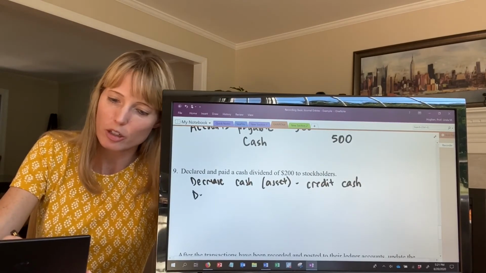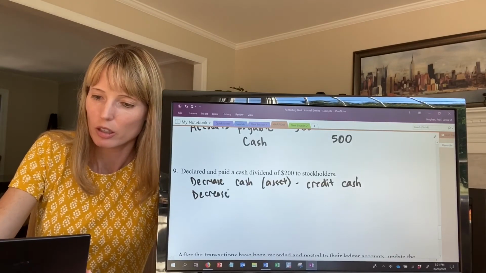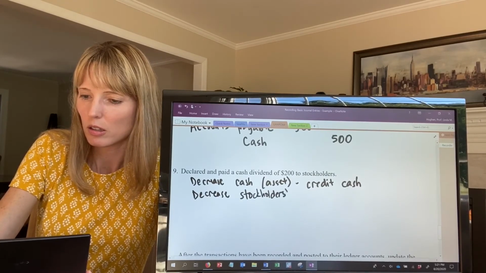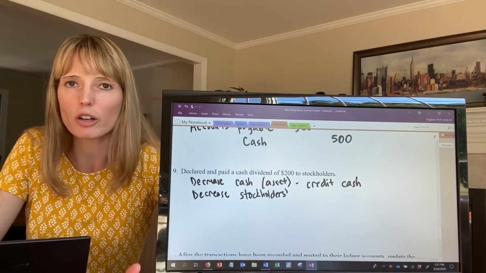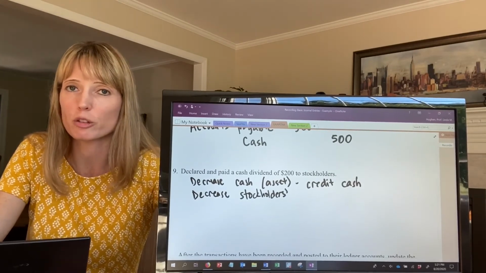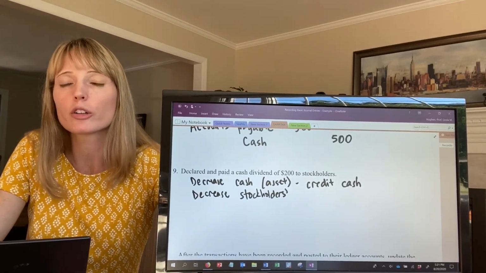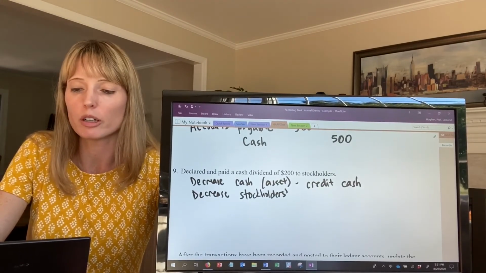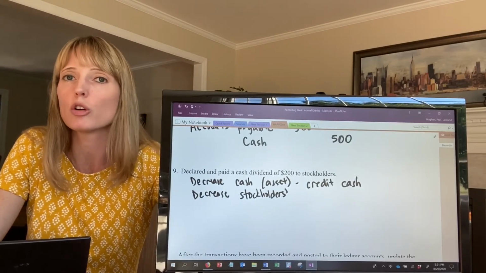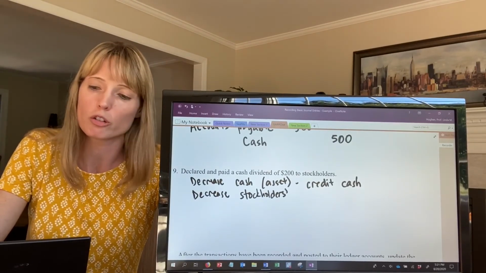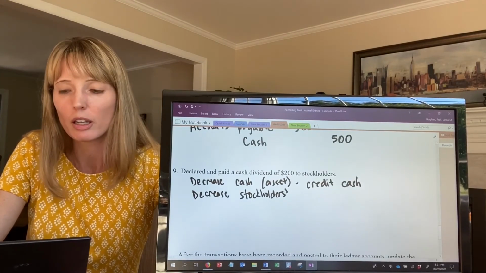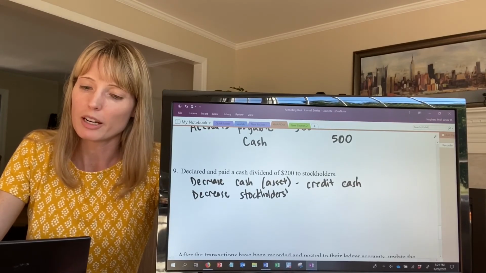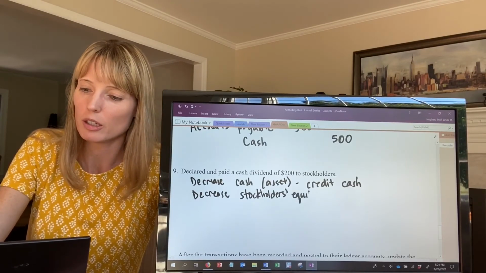And we also need to decrease stockholders' equity. Remember, stockholders' equity is the owner's claim or some measure of the value of that company to the owners. Well, if they now have $200, and let's say there's one stockholder, that one stockholder now has the $200 in his pocket instead of within the company. We need to take that value out of the company's books. We say we paid out cash and we decrease stockholders' equity.